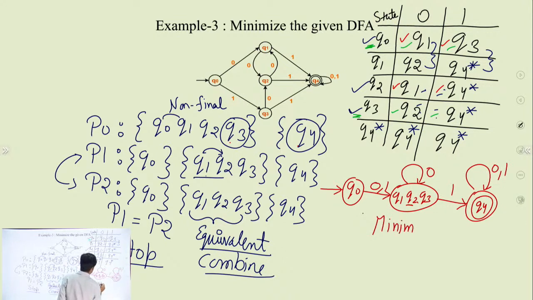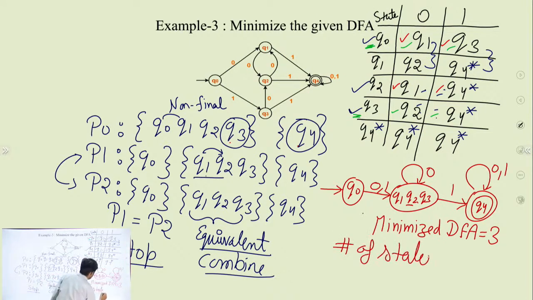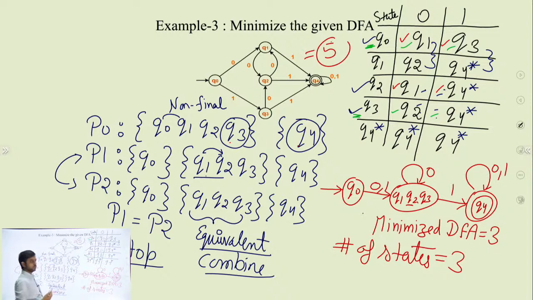This is the minimized DFA. And how many states will it contain? It will contain 3 states. Okay. So here the number of states is 3, and here the number of states is 5. So 2 states are reduced. So this is how we can minimize the DFA and form the minimal DFA.